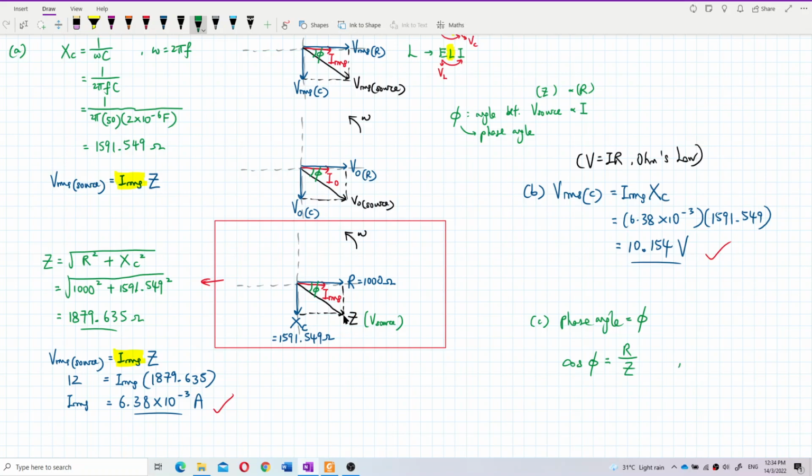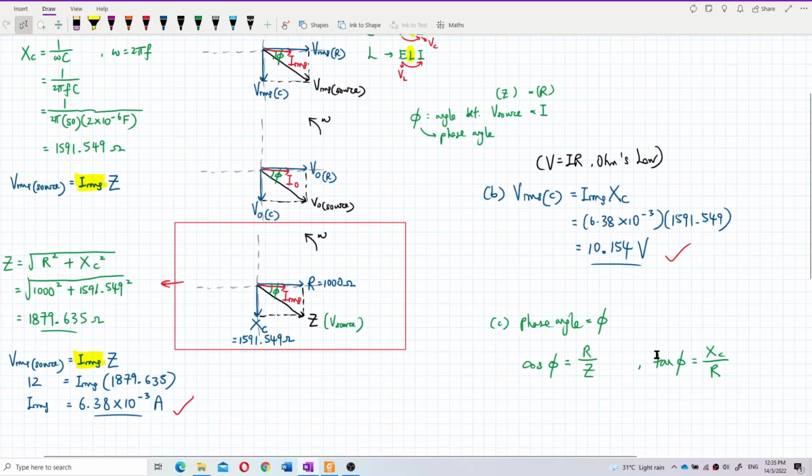Or you can also use tangent phi. Tangent phi is opposite over adjacent. Opposite is XC, adjacent is R. So you can also use XC over R. There are several ways.